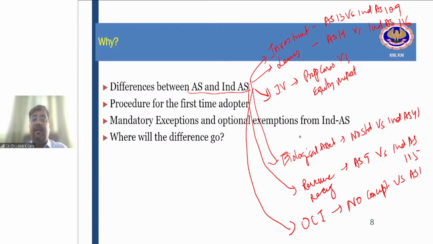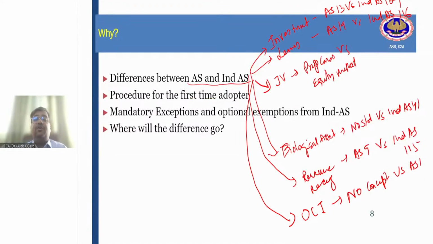I would say it is next to impossible. If it is next to impossible, how will this Ind AS transition happen? For that, Ind AS 101 has given some mandatory exceptions and optional exemptions, so that one can start from the current date, not from 40, 30, 50, 70 years ago. Where will the difference go? Ind AS 101 says that the difference will go to retained earnings, generally.